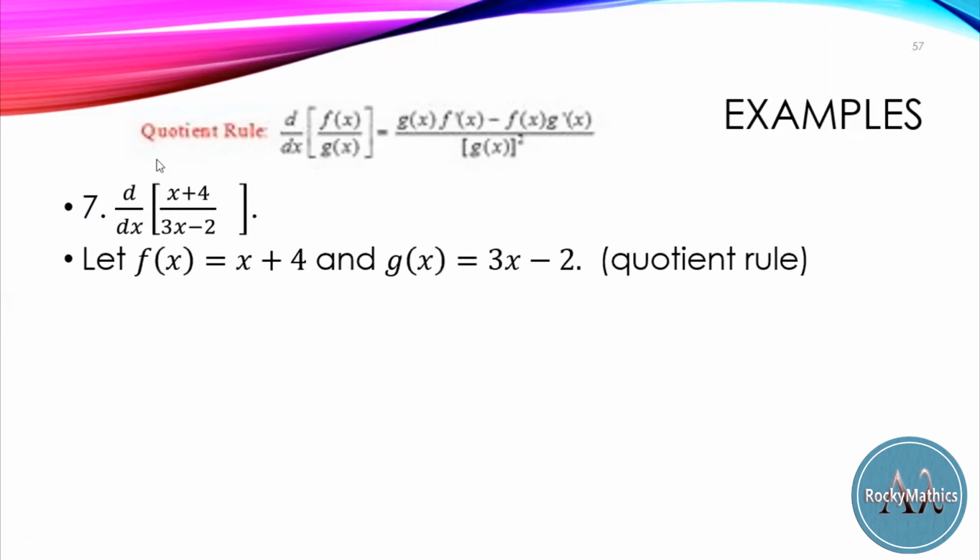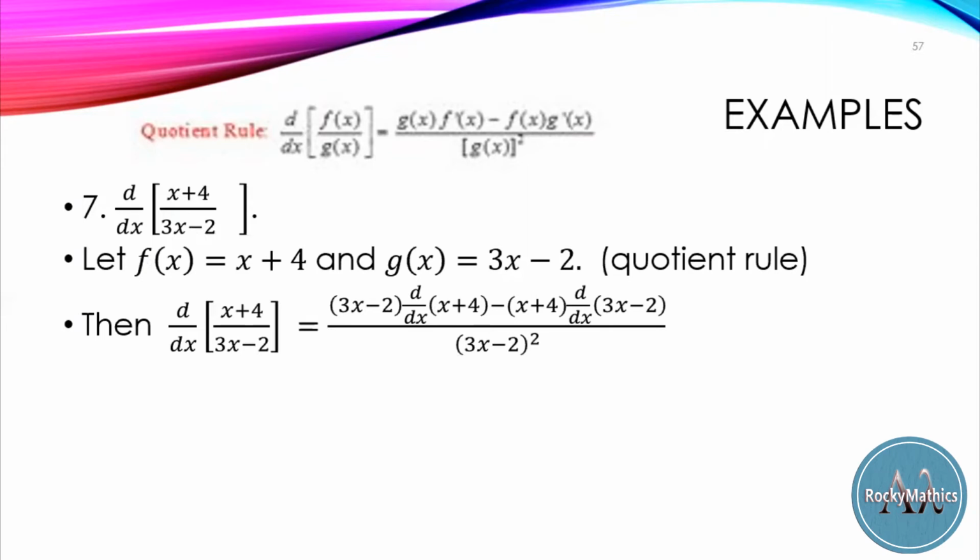Since the formula has f of x and g of x, we have to assign what would be our f of x and what will be our g of x. In this case, our f of x is x plus 4 and g of x is equal to 3x minus 2, which is the denominator. Then using the quotient rule, we come up with this expression.